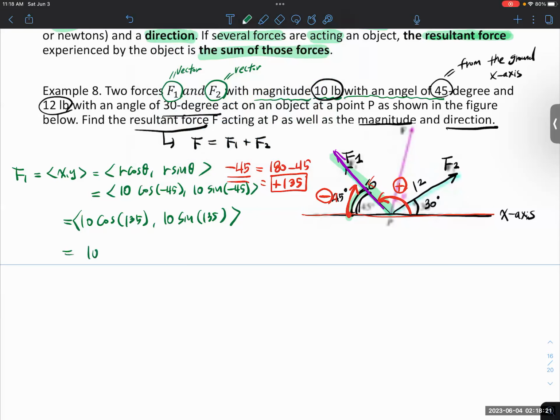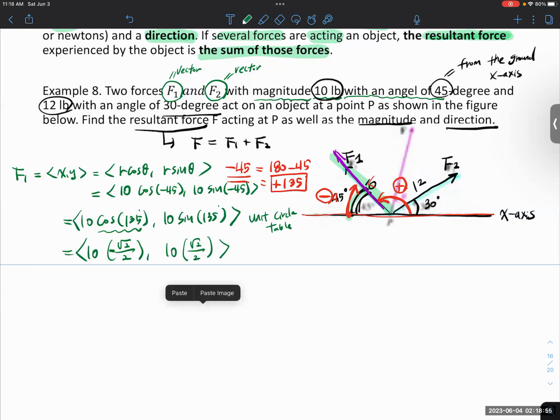So that is 10 times... You can calculate cosine 135 in terms of the radian. Go to the unit circle table. So the cosine 135 is going to be radical 2 over 2. 10 times the sine 135 is also radical 2 over 2. But it's actually negative, my bad. So that you can calculate it.